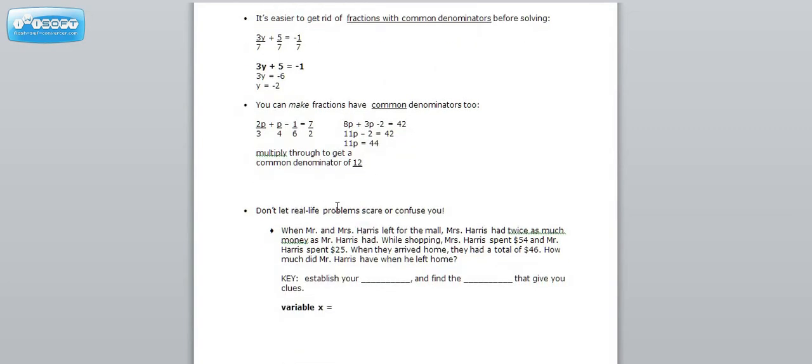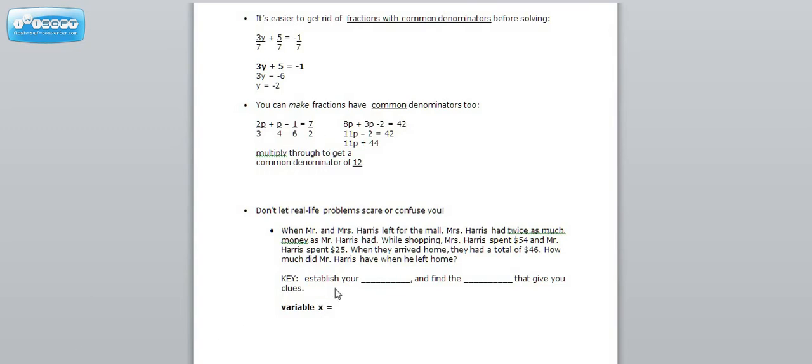Don't let real-life problems scare or confuse you. Again, just because you have to read a paragraph doesn't mean that you have to look at it and go, psh, I don't know how to do that. It's just a matter of breaking down the words and putting it into a problem that looks like this.